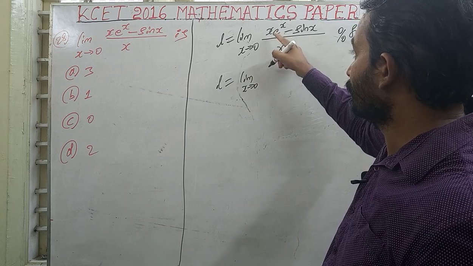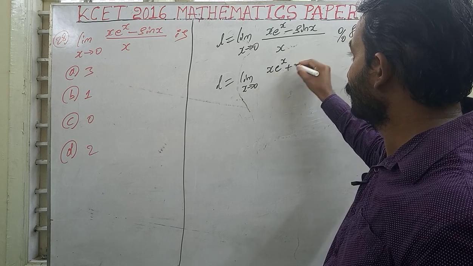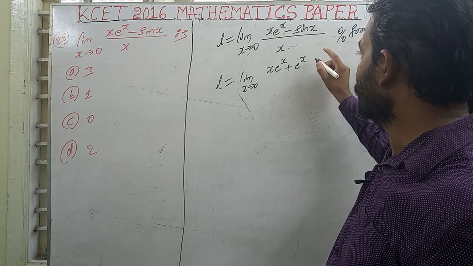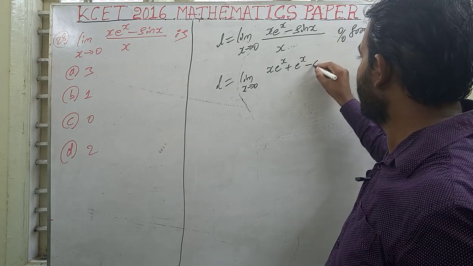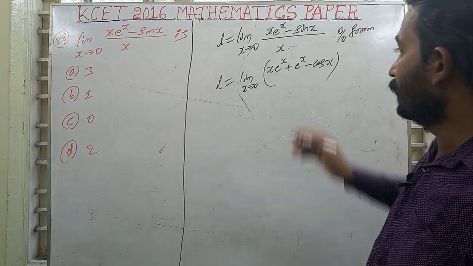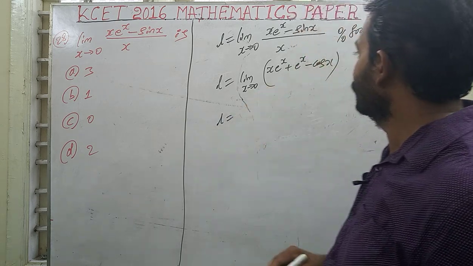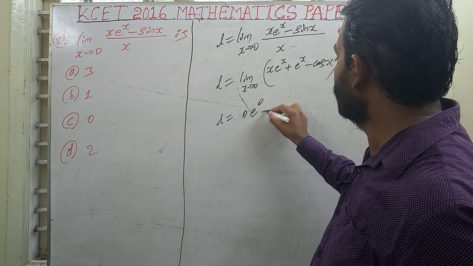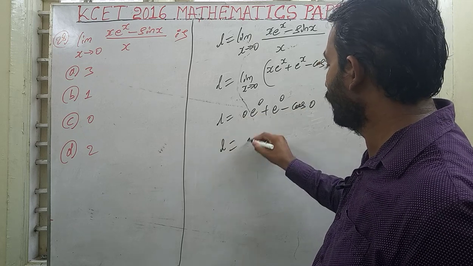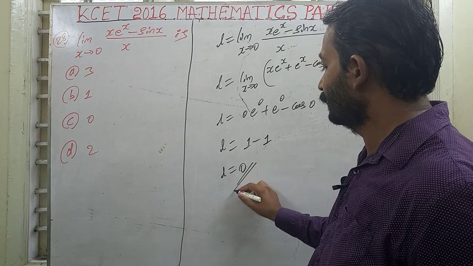So differentiate, apply the product rule. Numerator: x take as constant, e^x, plus e^x take as constant, differentiation of x is 1, minus, differentiation of sin x is cos x, minus cos x. Denominator 1. Now 0 by 0 form is gone, apply the limit x tends to 0: 0 times e^0 plus e^0 minus cos 0. This is 0, but e^0 is 1, cos 0 is 1, so limit L is equal to 1 minus 1, which is 0. Good answer.